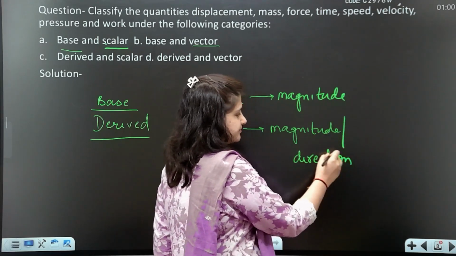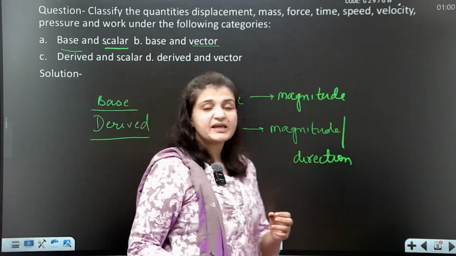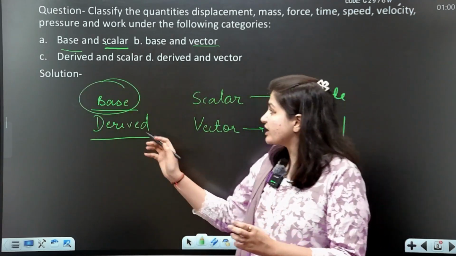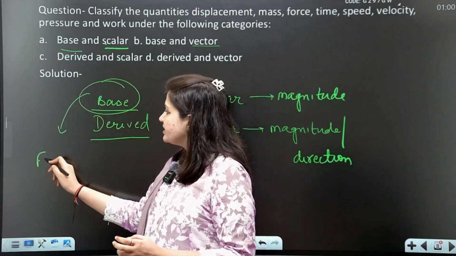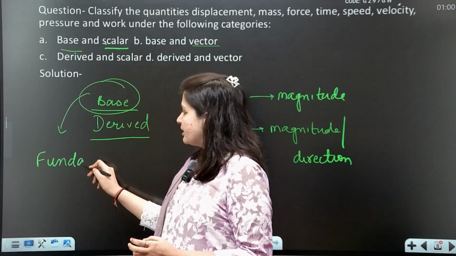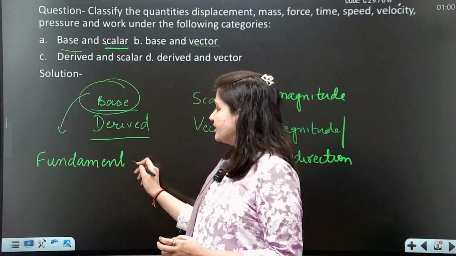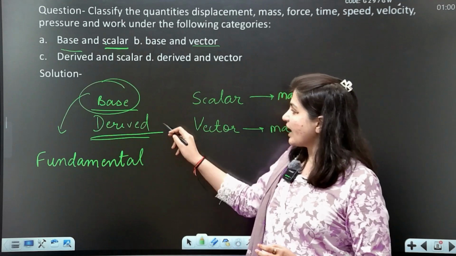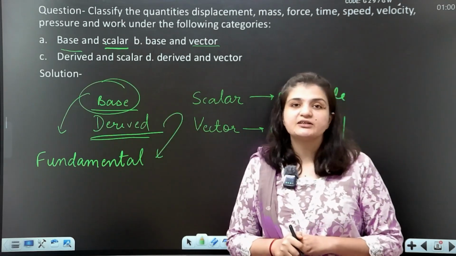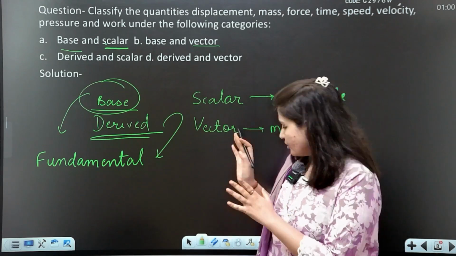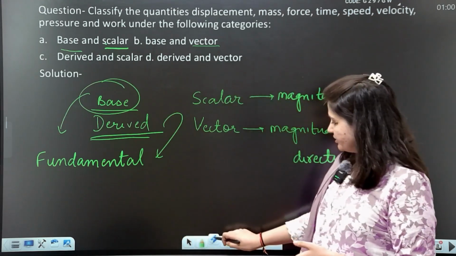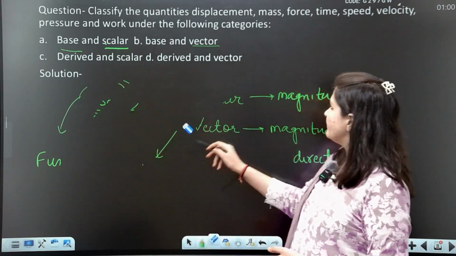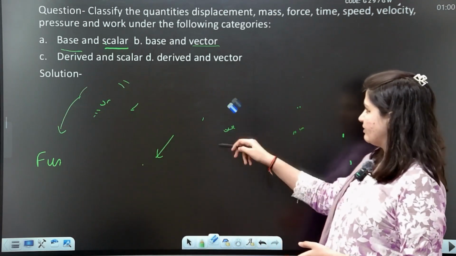So students, what were the base and the derived quantities? Base quantities are those quantities which are fundamental. These are fundamental quantities, meaning they are not dependent on any other quantity, they are independent, and derived quantities are dependent on these fundamental quantities. This is just a revision of what was the base quantity, what was the derived, what was the scalar and what was the vector.